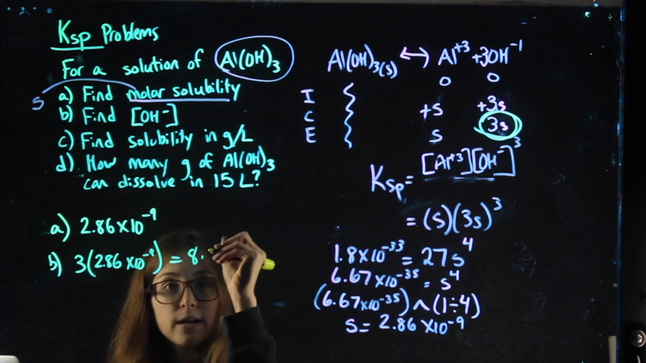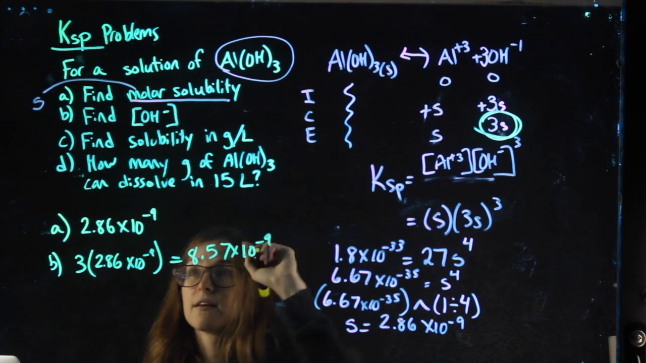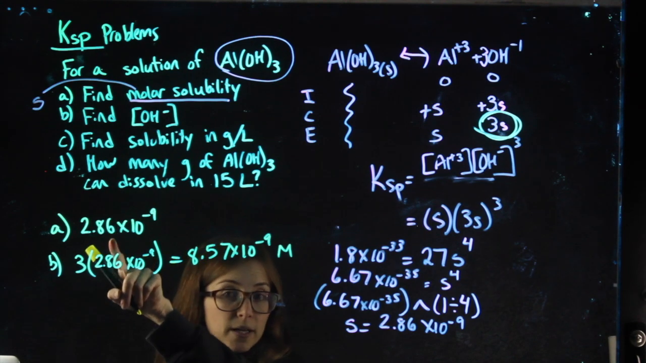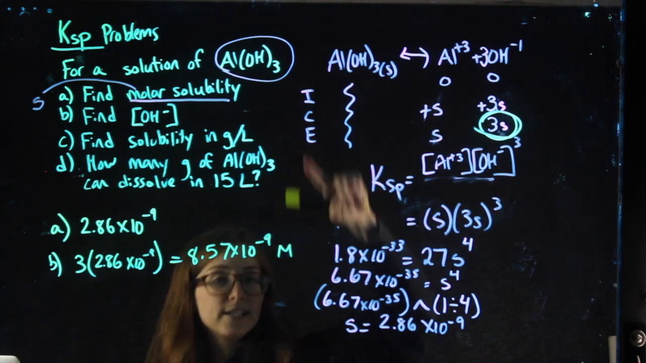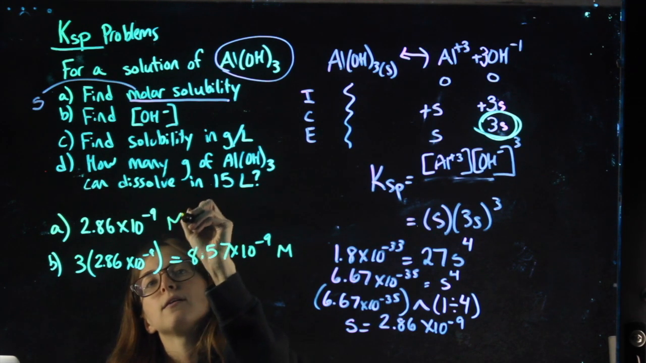So I get 8.57 times 10 to the negative 9th. And it's brackets that tells me it's molarity. Molar solubility, this S value, our ICE chart, all of that, are also in molarity.